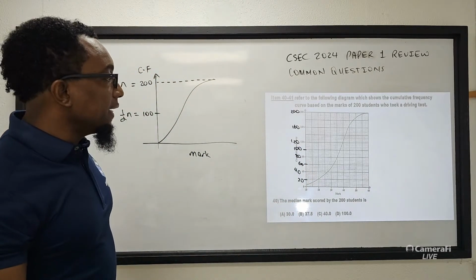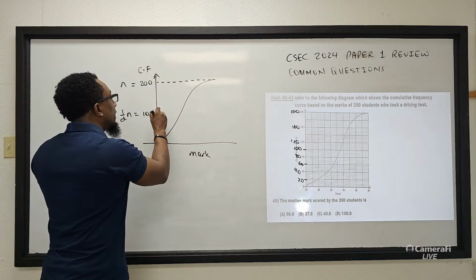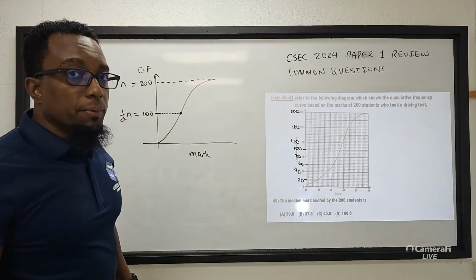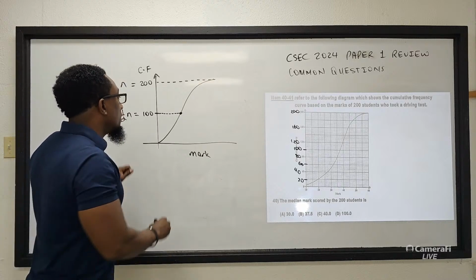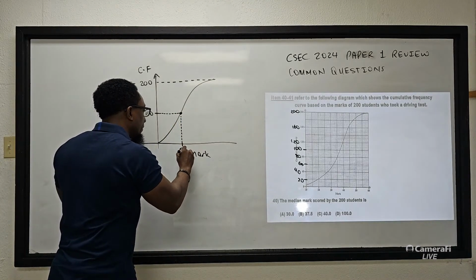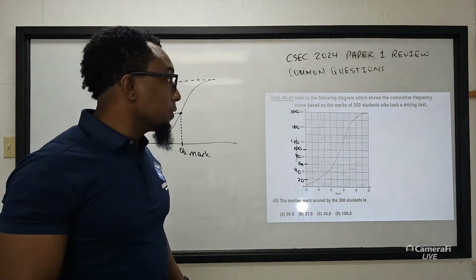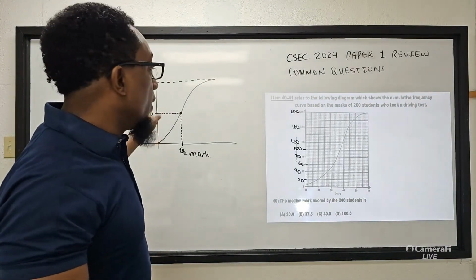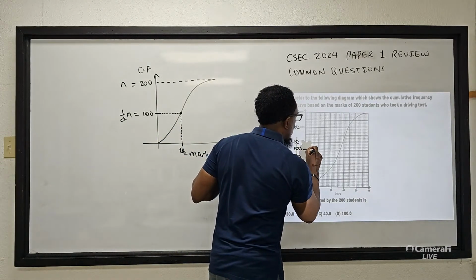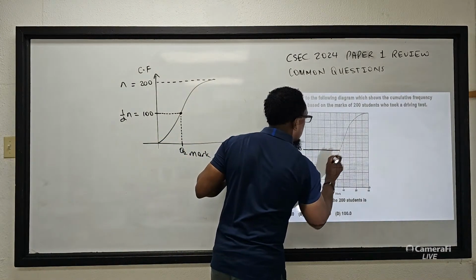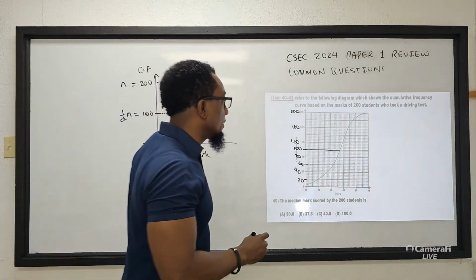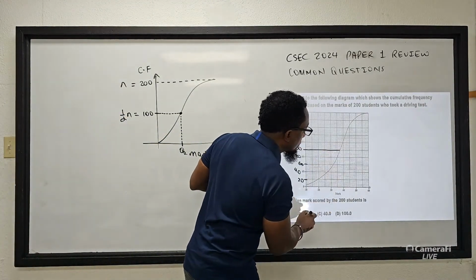So therefore, to find the median mark, I'm going to draw a line across, touch the cumulative frequency curve, and then travel to the mark axis. And Q2 will represent your median mark. So I find 100, which is the position of the median. I draw a line across, touch my curve, and then travel towards the mark axis.